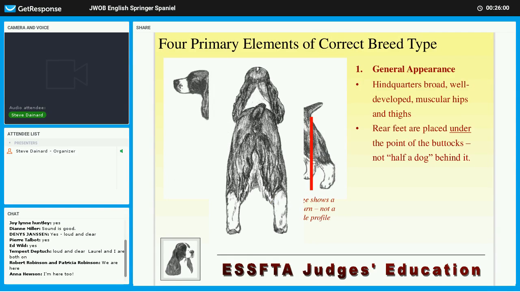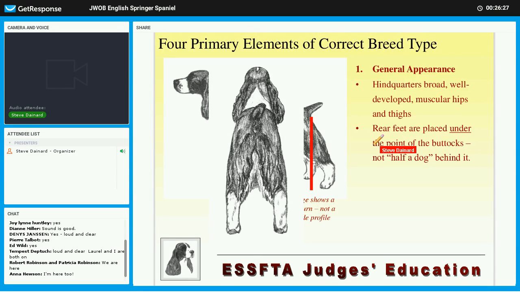So here again, back to the rear end assembly. This is hidden here because I converted this to a PDF. But the point here is that if you draw a plumb line down from the point of the buttock, you really do want the back foot to come just behind the plumb line. We see references like that in the Standard Poodle standard as well.